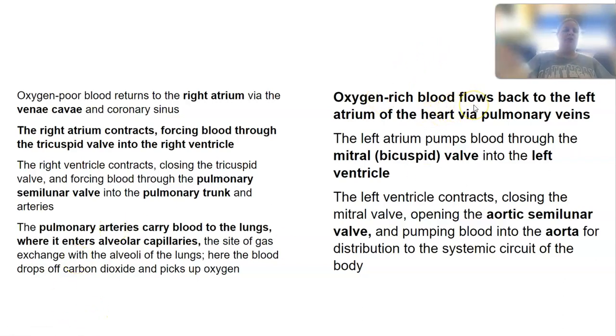And your oxygen-rich blood flows back into the left atrium via the pulmonary veins. That's what these blue things are on the model. They are not blue in your body, by the way. They look blue on the model. Okay, the left atrium pumps the blood through the bicuspid valve into the left ventricle. The left ventricle contracts, opening the aortic valve, which is in the very back, to distribute the blood to the rest of your body.